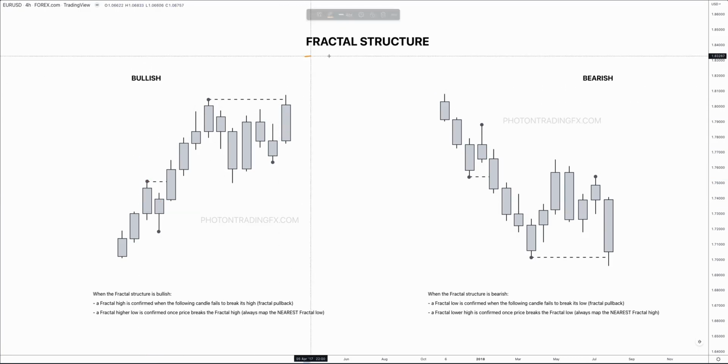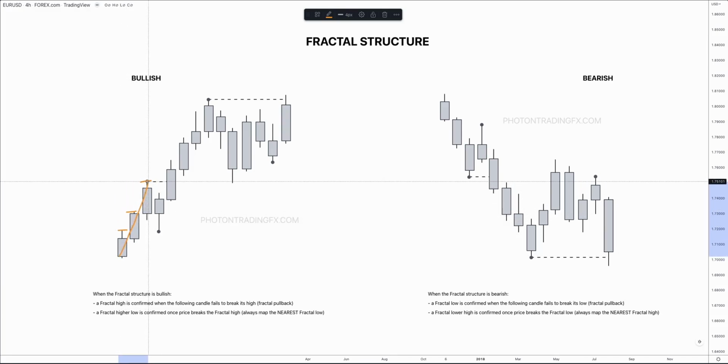So for the way that we look at fractal structure, that's literally it in a bullish market. We look at, do the candles continue to break each candle's high? Yes, so this is all part of that fractal up move. But when the next candle fails to break the previous candle's high, we now have that fractal pullback. So that's literally it in a bullish market.